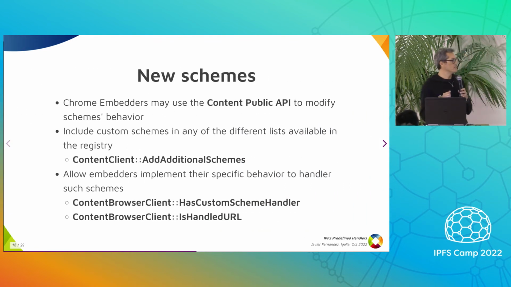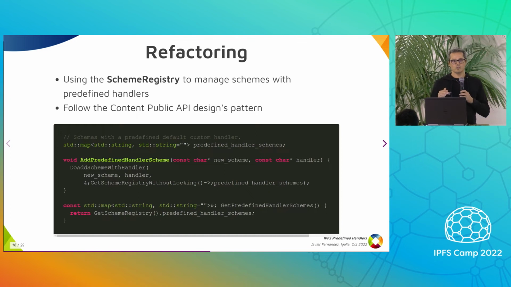and the API that Chrome already provides for embedders to add new schemes, to use the scheme registry and create a new list that contains schemes that have predefined handlers. That way, we provide embedders an easy way to extend the number of schemes that are valid for these predefined handlers, and provide the custom handlers at compile time.